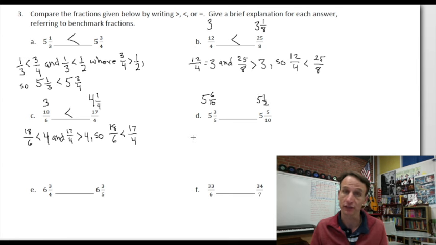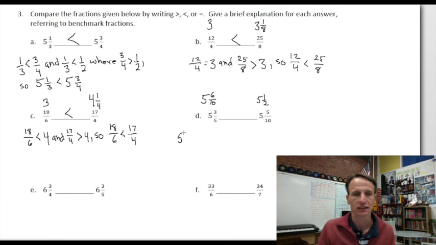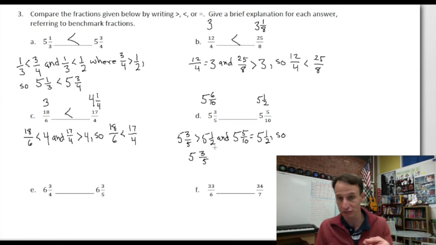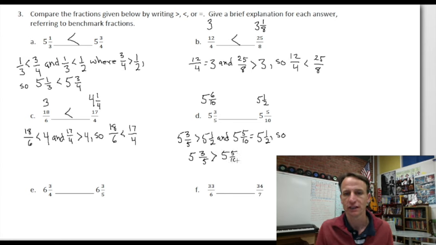And this is greater than 5 1/2. So in our explanation, we could say that 5 3/5 is greater than 5 1/2, and 5 5/10 is equal to 5 1/2. So that would lead us to believe that 5 3/5 is more than 5 1/2. The other one's equal to 5 1/2. Okay, so this is clearly more. 5 3/5 is more than 5 5/10, so it is greater than.